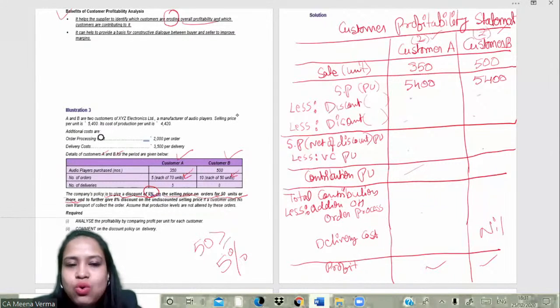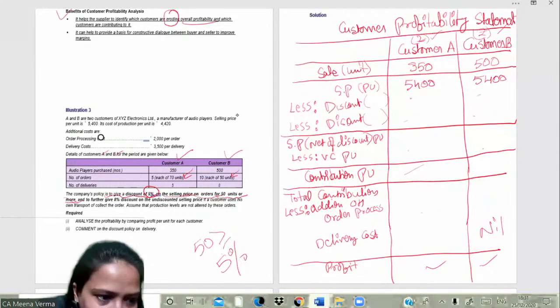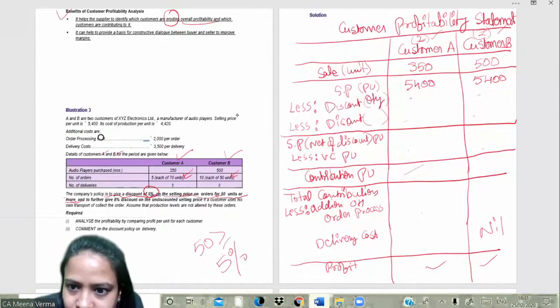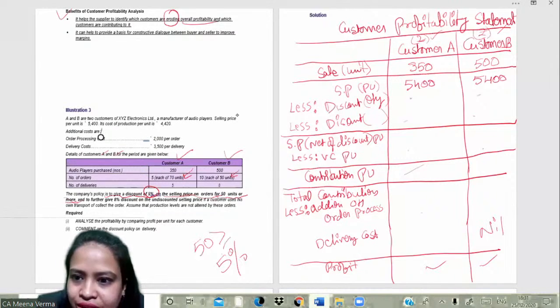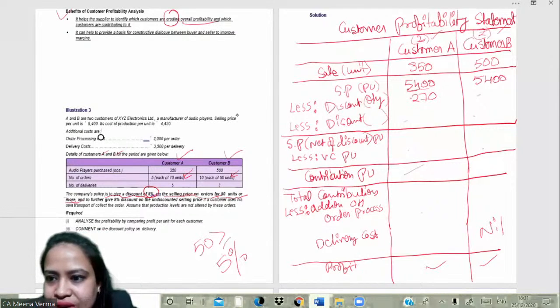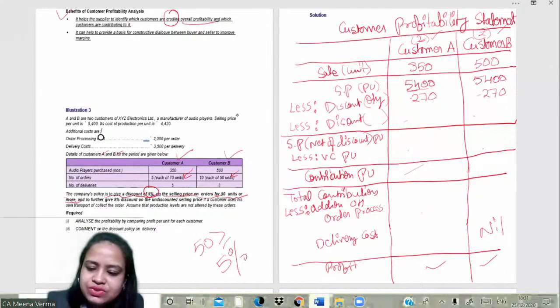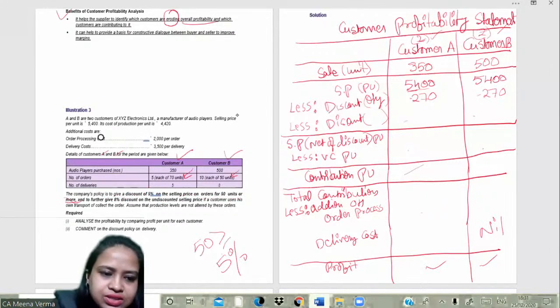This is quantity discount. Okay? This is quantity discount. This is quantity discount. Okay? And this is 5% discount. So you can calculate 5% of this value. So this will come as 270. Okay? 5% of this value. Again, 270.